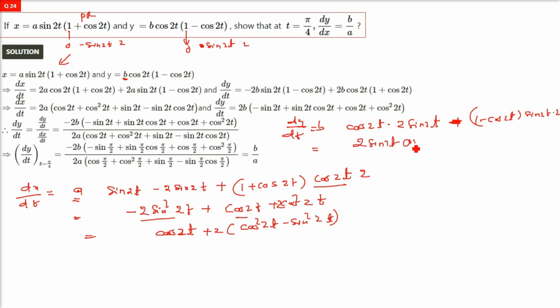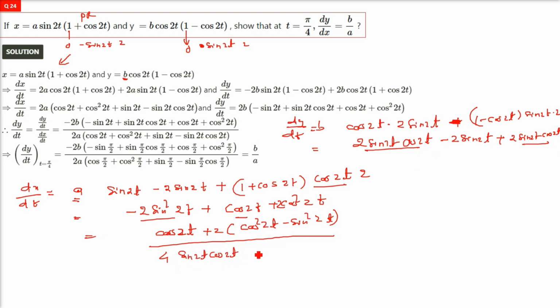And then we have here, just assume that 2 sin 2t is in front of 1 minus cos 2t, but multiply it. So minus 2 sin 2t, and then we have plus 2 sin 2t cos 2t. So 2 sin 2t cos 2t, 2 times. So in the denominator you can write this as 4 sin 2t cos 2t. And here we have minus 2 sin 2t.